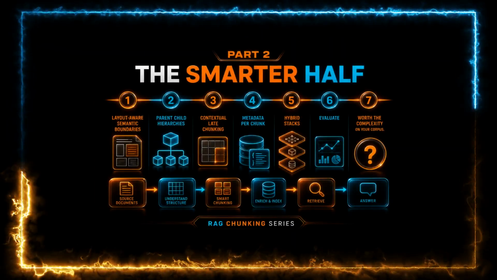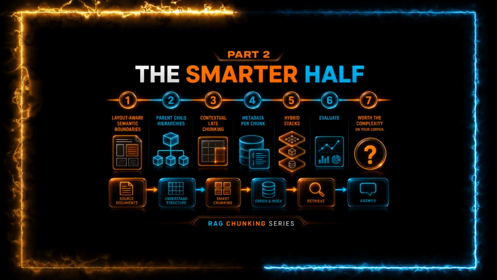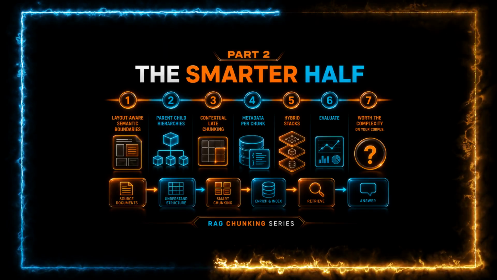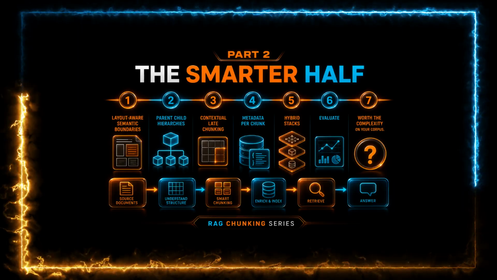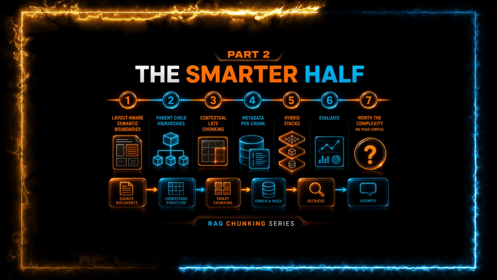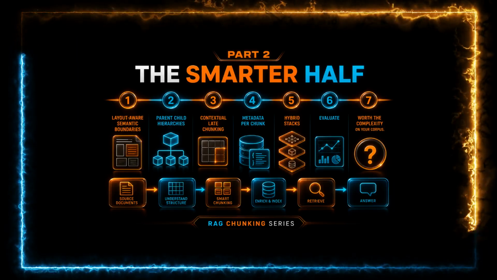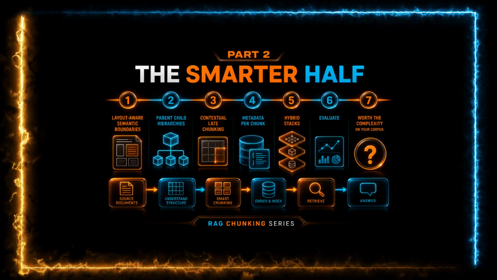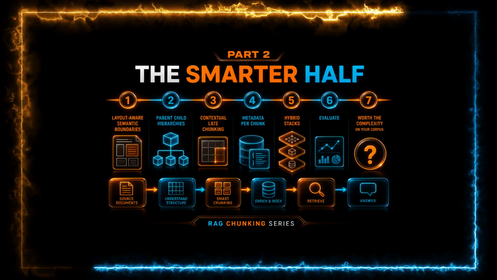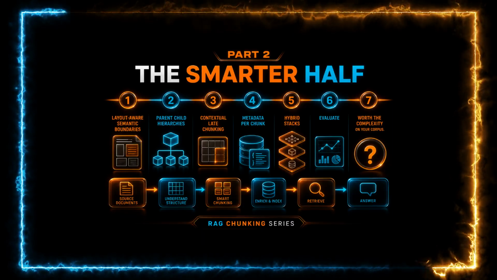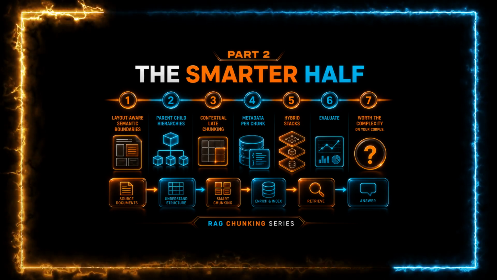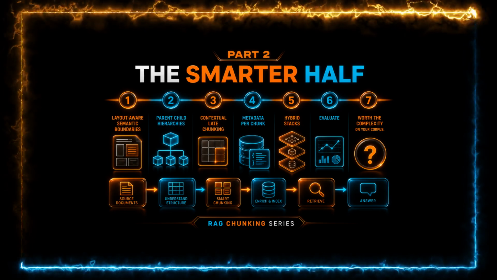Part 2 is the smarter half: layout-aware chunking, semantic boundaries, parent/child hierarchies, contextual and late chunking, metadata per chunk, hybrid stacks in production, and how to evaluate what's actually worth the complexity on your corpus. Same question as before. What's the smallest piece you're willing to retrieve? And does that piece still mean the right thing when it lands in the prompt? Let's go.